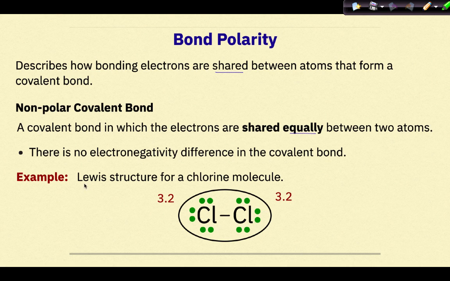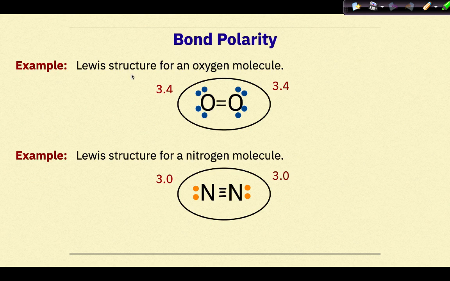So for an example, a Lewis structure of a chlorine molecule. Each of these chlorines has an electronegativity of 3.2, and if we take the difference between these two, it is 0. We see the same trend in bond polarity in diatomics when we look at an oxygen molecule, where the difference of 3.4 minus 3.4 is 0, and also in a nitrogen molecule, where 3 minus 3 is also 0.